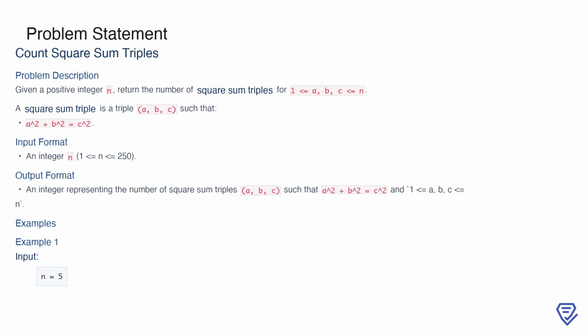The input to the problem is a single integer n, which has a value between 1 and 250. The output will be a single integer that represents the count of all such valid triples, a, b, c, within the range. Now, let's look at some examples to better understand how this works.